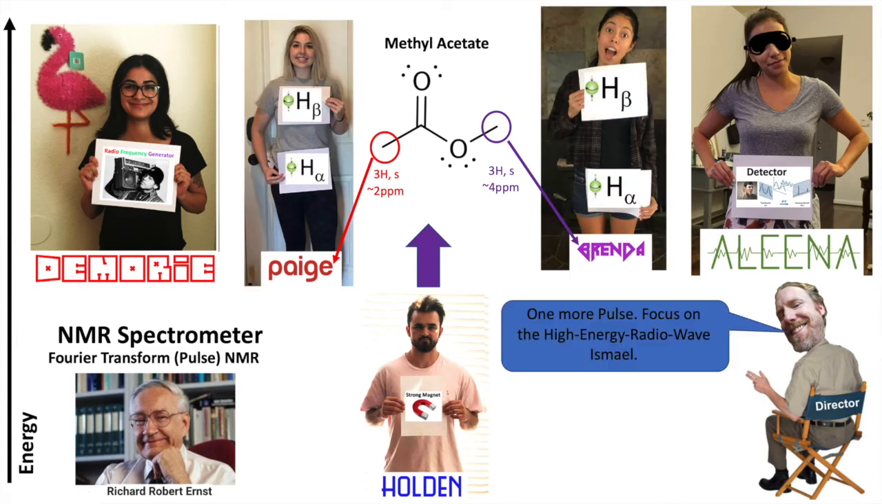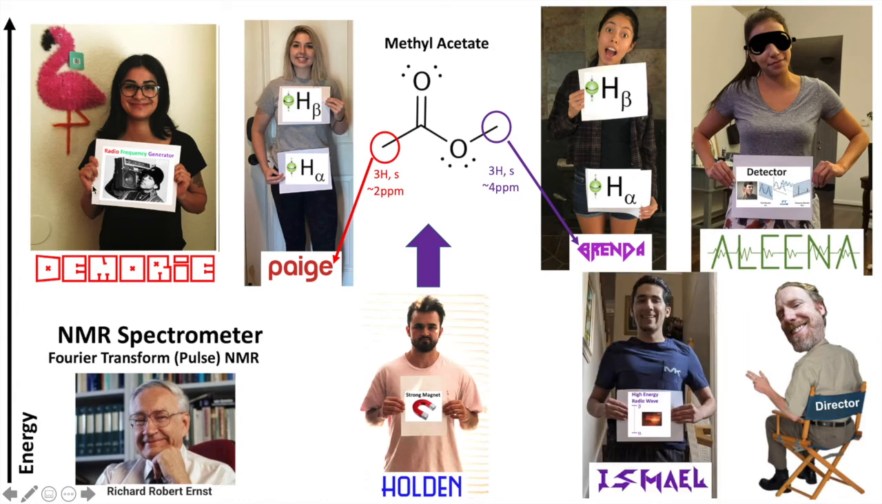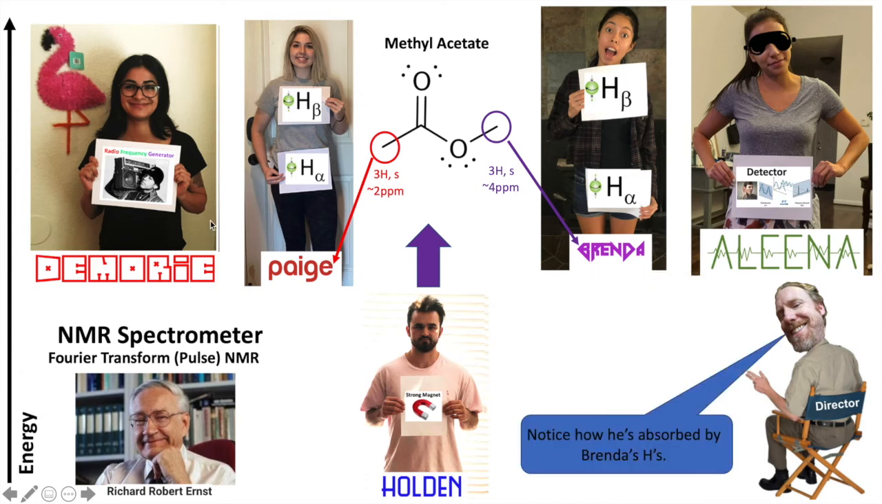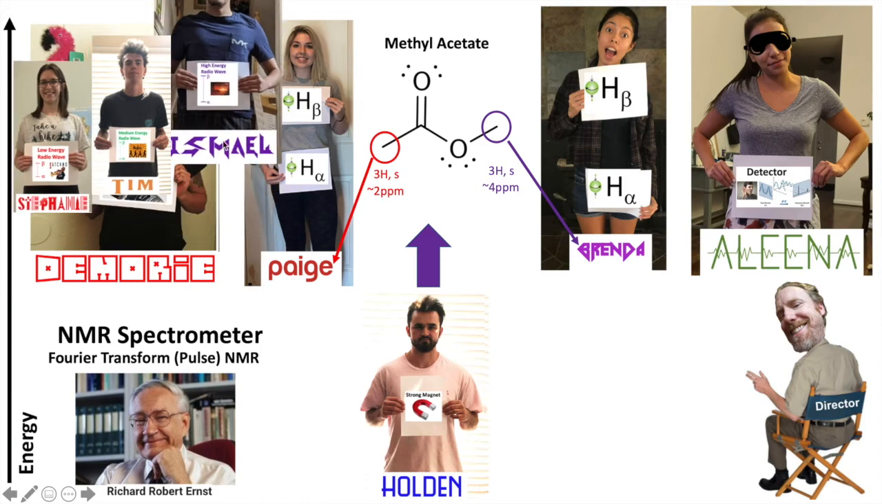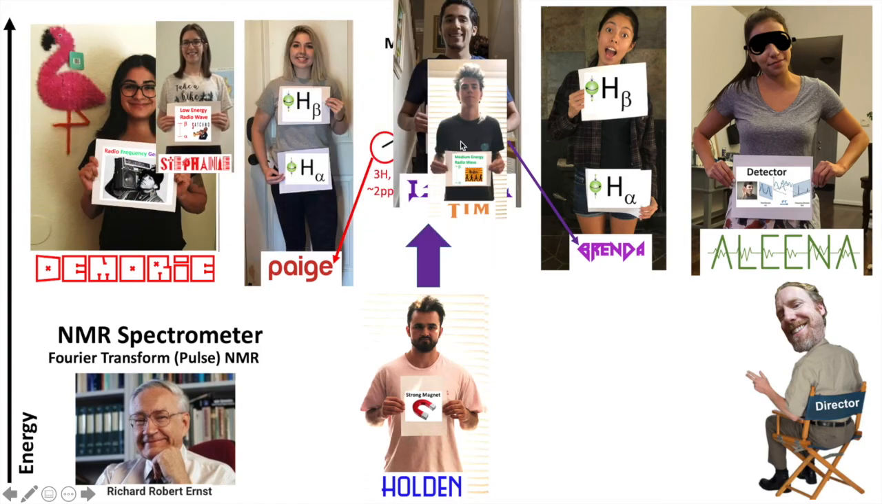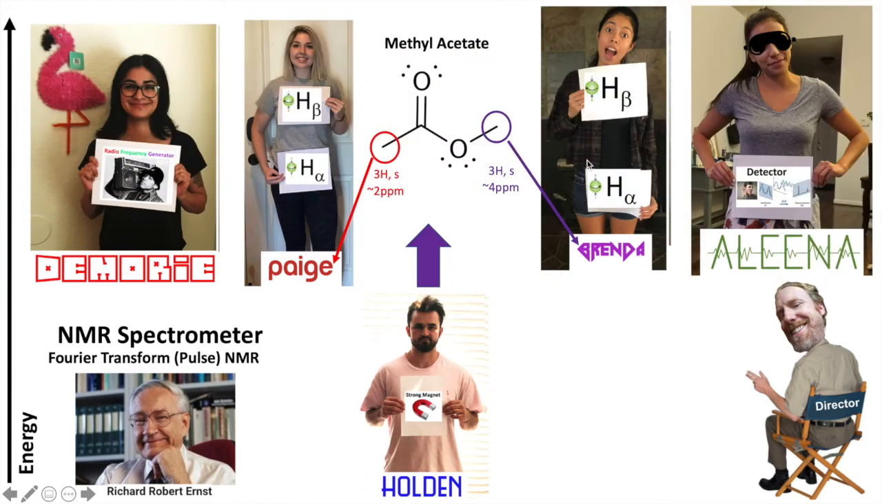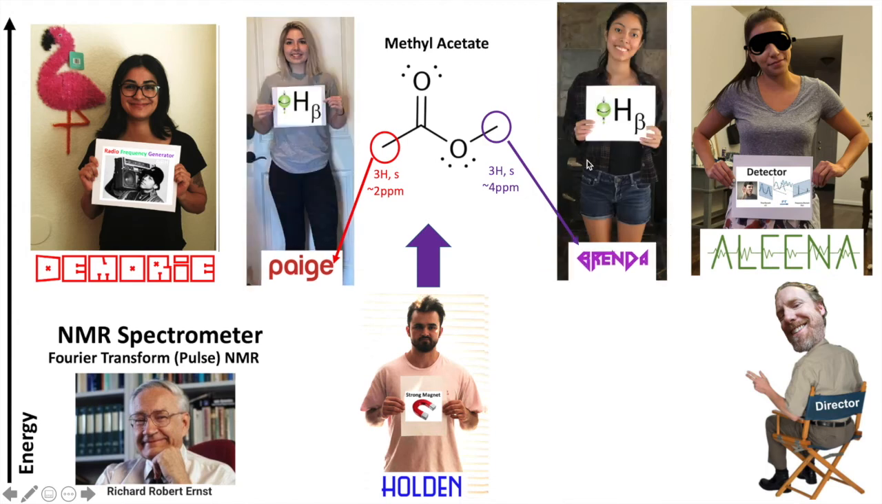And finally, we'll do one more pulse. Focus on the high energy radio wave, Ishmael. Let's see where he goes. He's the fast one. Here he is. Notice how he's absorbed by Brenda's hydrogens. He's going crazy. Boop, and he stopped right there. Yep. And he excited Brenda.